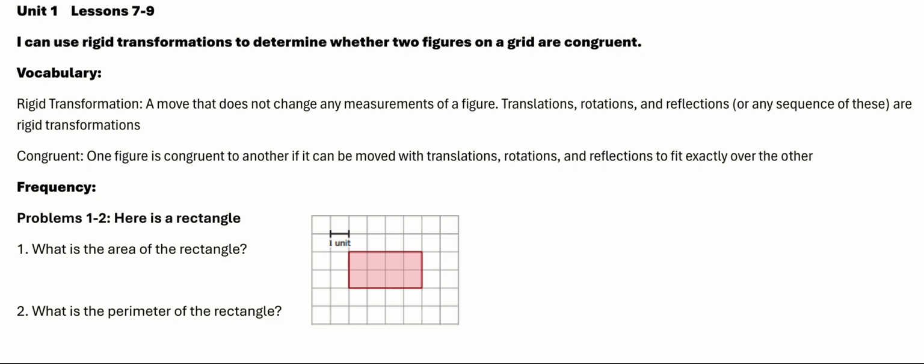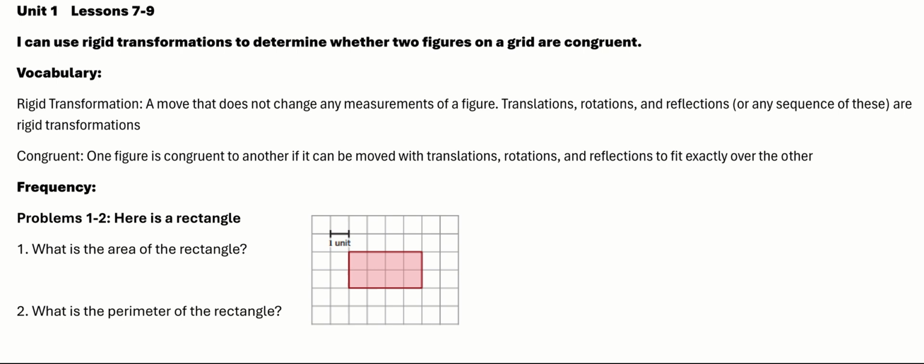Hola, mi clase. All right, we are putting together lessons 7 through 9. This is where we've been learning about using rigid transformations to determine whether two figures on a grid are congruent. So we only have 2 vocab words today. That's nice. So lift that flap up, get these written down so we have them in a finite place.